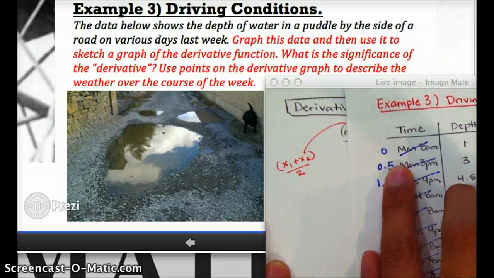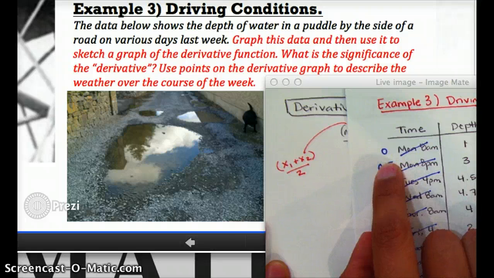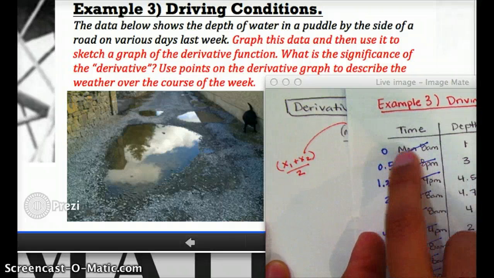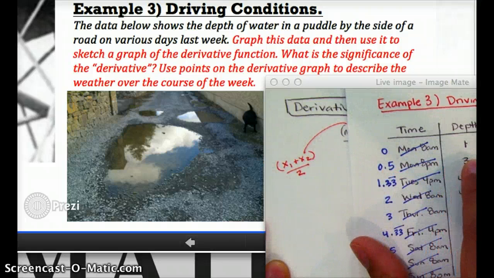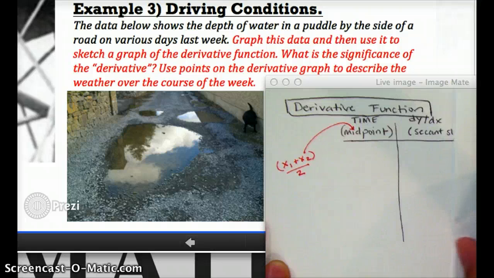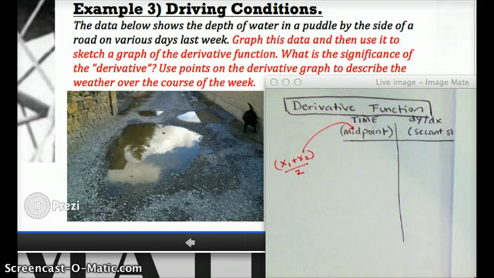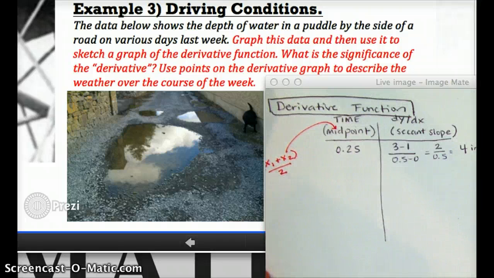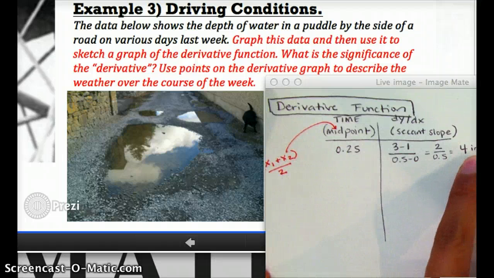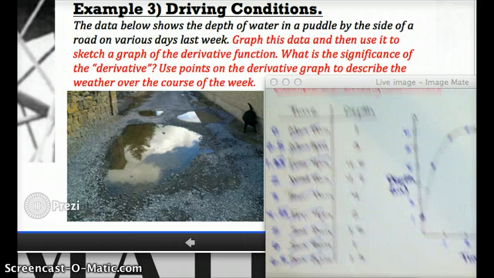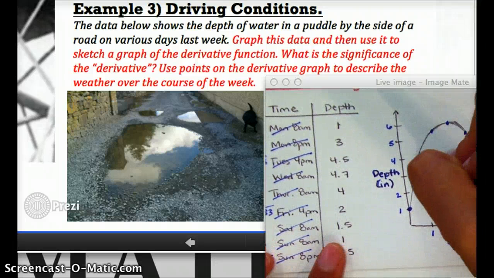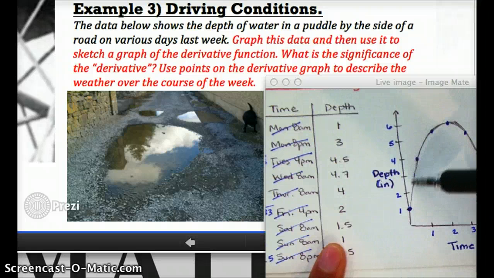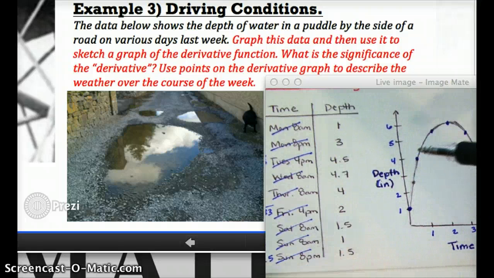What I'm going to do is calculate the midpoint slope using these 2 points. So I'm going to use the slope formula on the first 2 points, and I'm going to call that the slope at 0.25. Here's what it would look like. Graphically, this answer of 4 represents the slope approximately halfway between my first 2 data points. So right here, we're estimating that the slope is approximately 4. Is that a correct estimate? Well, it's an approximation.